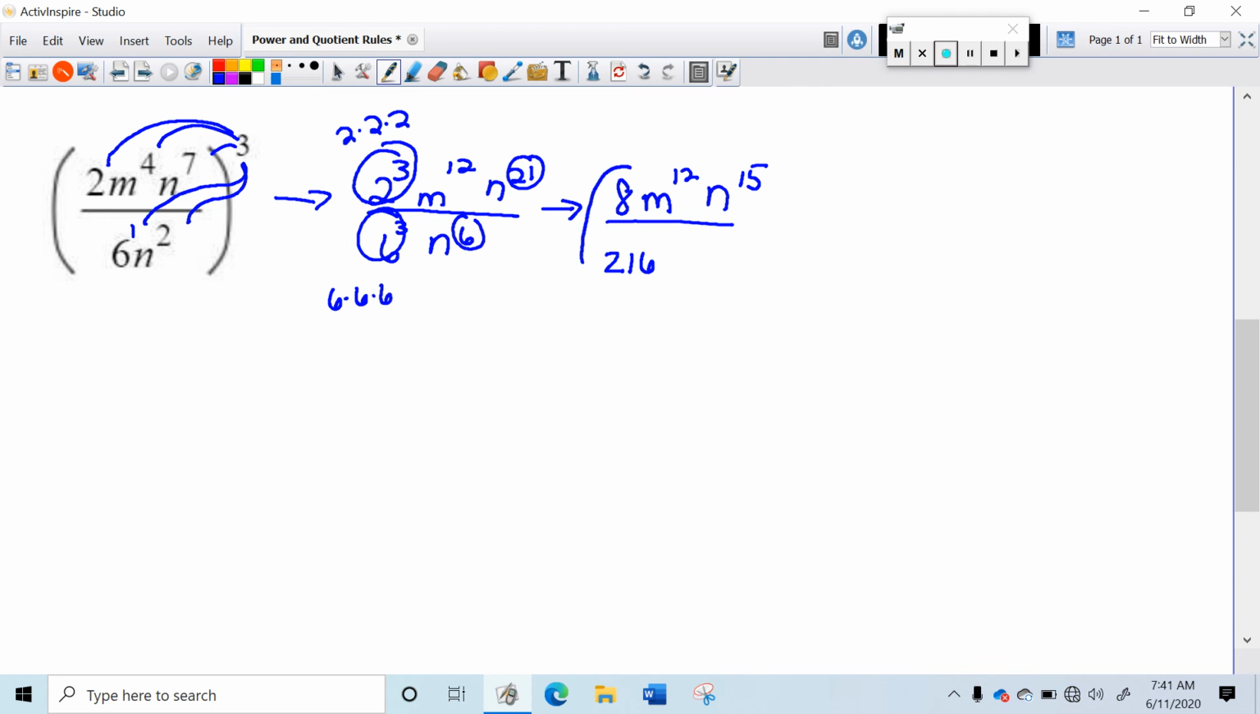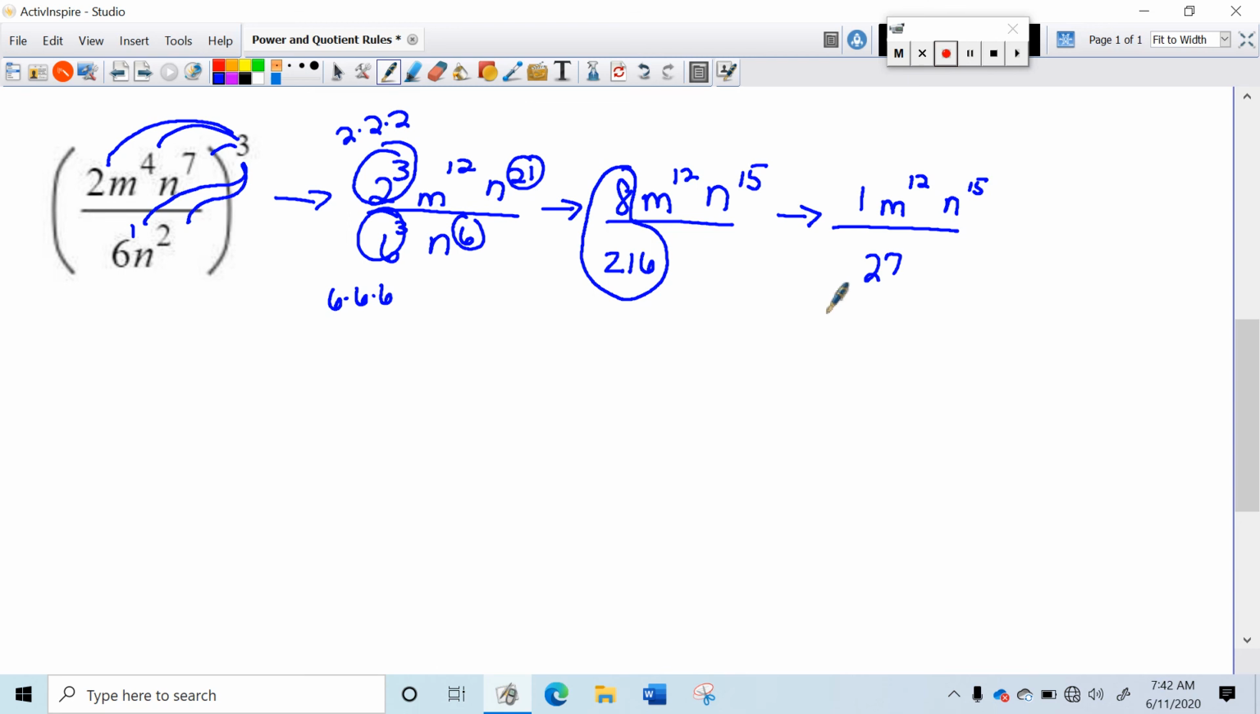Now I have to simplify this. So I'm going to divide both the numerator and the denominator by 8. So 8 divided by 8 is 1. 216 divided by 8 is 27. The variables with their exponents stay where they are.